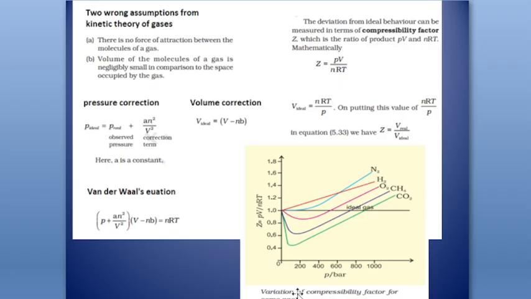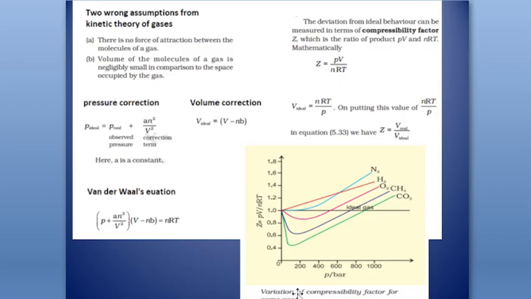The deviation from ideal behavior can be measured in terms of compressibility factor Z. Compressibility factor Z is equal to PV by nRT. So V ideal is equal to nRT by P. On putting nRT by P in this equation, we get Z is equal to V real by V ideal.